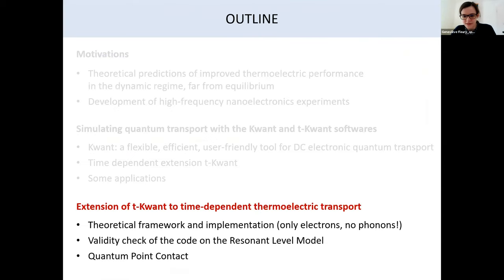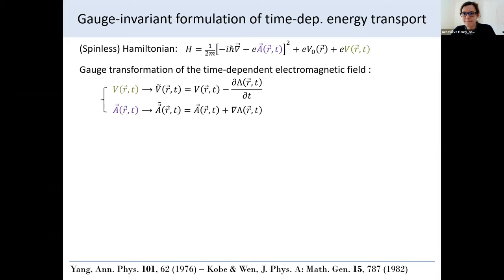So now it's time for me to start the last part of the talk. I will explain how we have extended T-quant for time-dependent thermoelectric transport. Before discussing the implementation, I think it's worth taking time to introduce first the general theoretical framework. So we start with this one-body Hamiltonian, which is written in a continuous space for simplicity. And we assume that we can neglect the spin degree of freedom, and we assume that the time-dependent perturbations are due to an external time-dependent electromagnetic field.